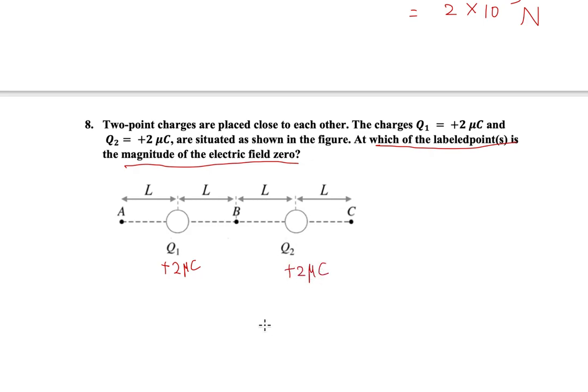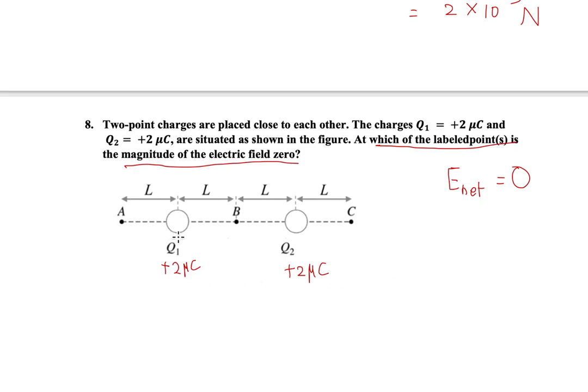They have the same magnitude and the same sign. Both are positive. And we want the net electric field, the magnitude of electric field, to be 0. So E net should be equal to 0. You will have E1 because of Q1 and E2 because of Q2. You need to cancel them both. That means they have to point in the opposite direction.